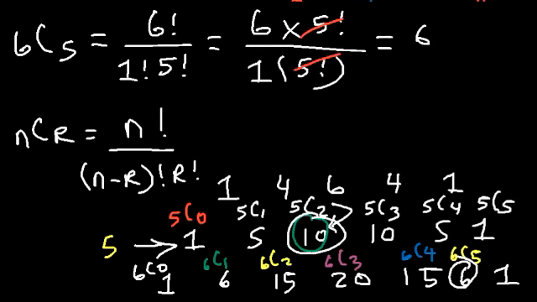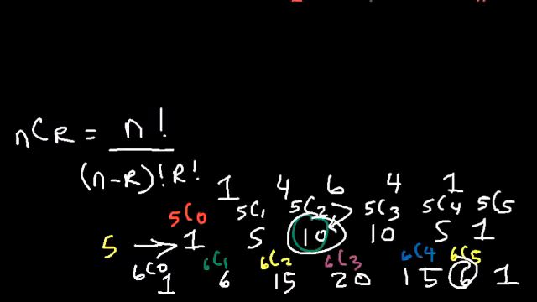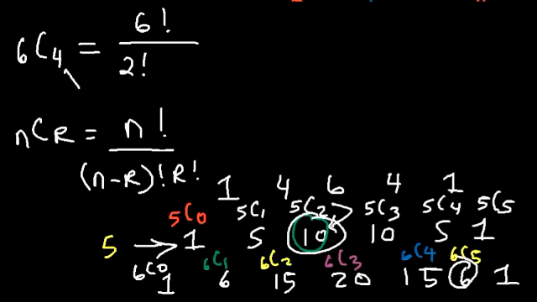Now let's calculate 6c4. Let's prove that it's going to give us 15. So it's going to be 6 factorial divided by n minus r, which is 6 minus 4, or 2 factorial, and r is 4.